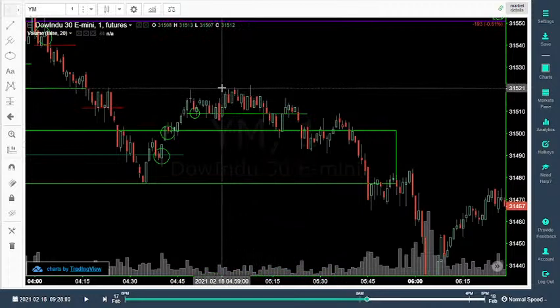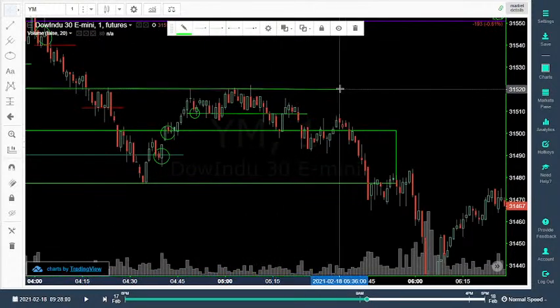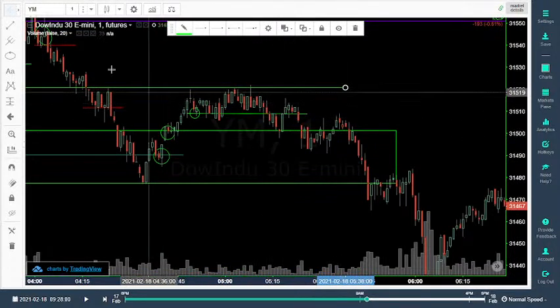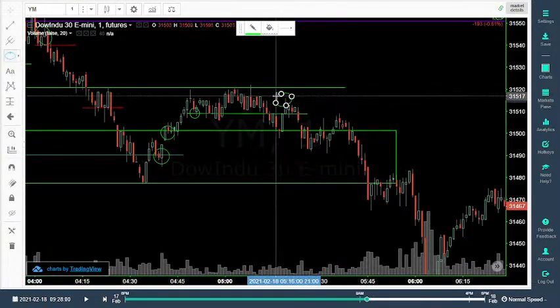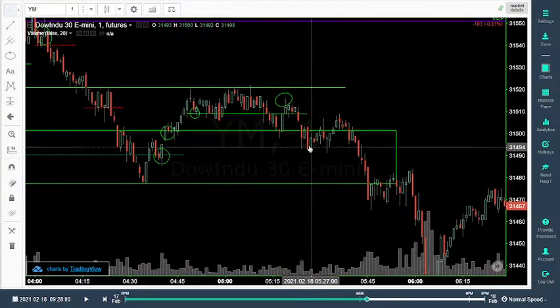So eventually we ended up finding resistance at this level from the previous double top. Now once we hit that level, we created a lower high right here. So let's go ahead, circle that up, and then let's take a look at what happened after that. So we pushed back into the zone.